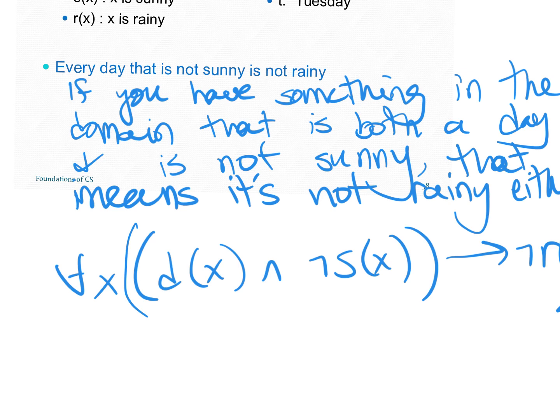There's a good chance that if you have no specified domain and you're starting to talk about an everything, you may have to start out by saying, well, if I'm talking about all days and there's no specified domain, I better make sure it's a day. And if I'm talking about all non-sunny days, I better make sure it's a non-sunny thing and it's a day. And then I can have a then, therefore, with my implies.